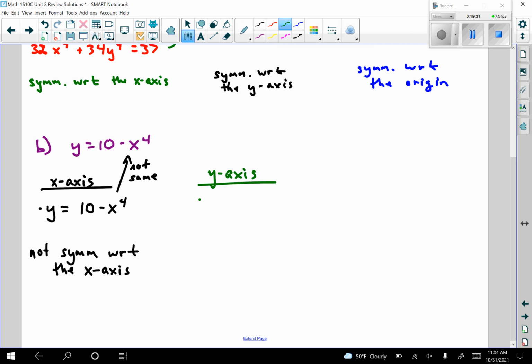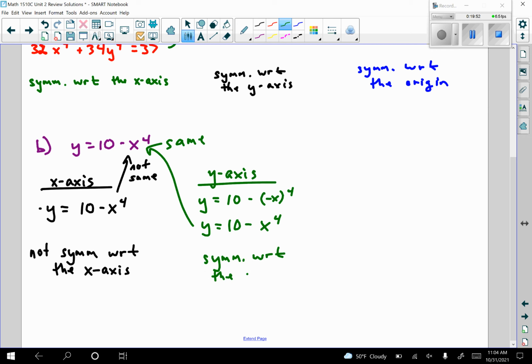For the y-axis, leave y the same, substitute in the opposite of x. This is what we want to show. And negative x to the fourth is going to be the same as x to the fourth, so we would say this is the same. Therefore, this is symmetric with respect to the y-axis.